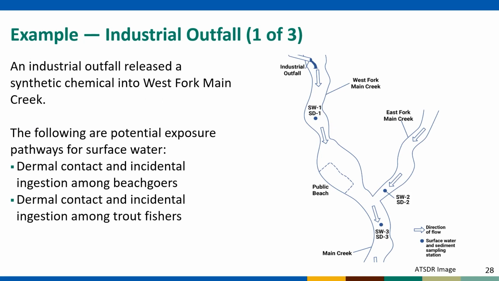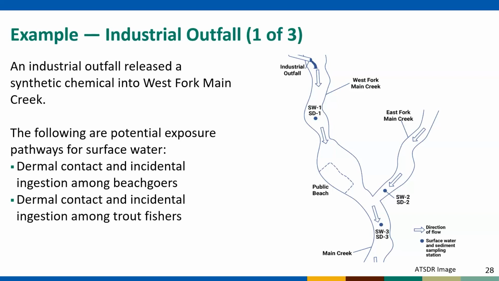a few miles downstream. There's a public beach located on the West Fork, which has a designated swimming area that's marked by buoys, indicated by the dotted line in the creek right near the beach. For this example, let's assume that other areas of the creek are not readily accessible, but there is some evidence of occasional use for fishing. And for this example, to keep it simple, let's focus entirely on potential surface water exposures.